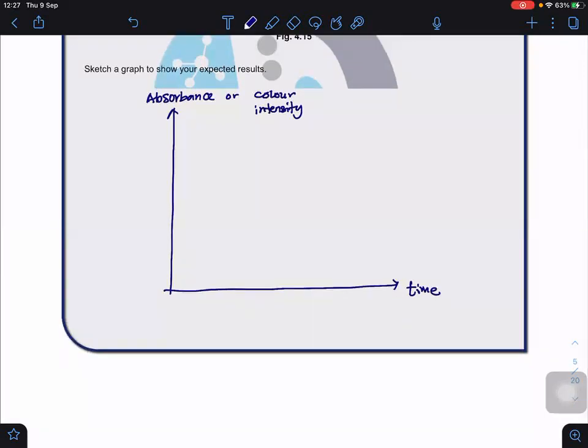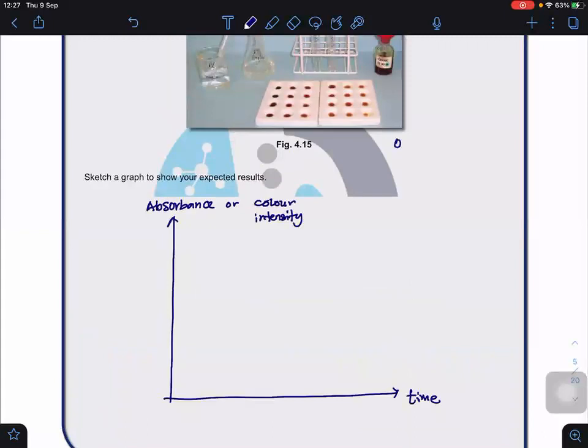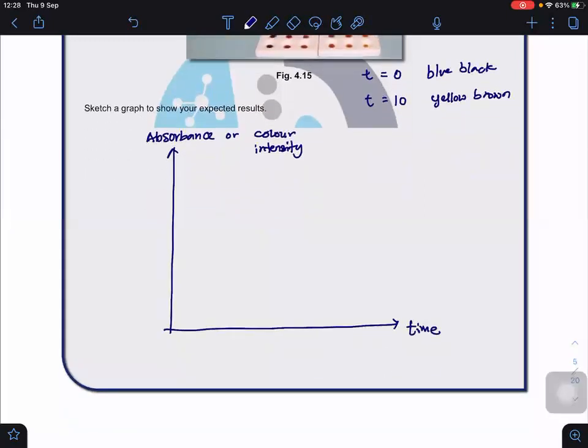So what do you expect to see in the graph, increase or decrease? The color intensity initially, at time t equal to 0, is blue black. Blue black basically absorbs a lot of light energy, right? So therefore absorbance will be very high. They absorb a lot. But at the end, let's say t equal to 10, it is now yellow brown. Yellow brown definitely transmits more light compared to the blue black, but it's still absorbing some of the light.